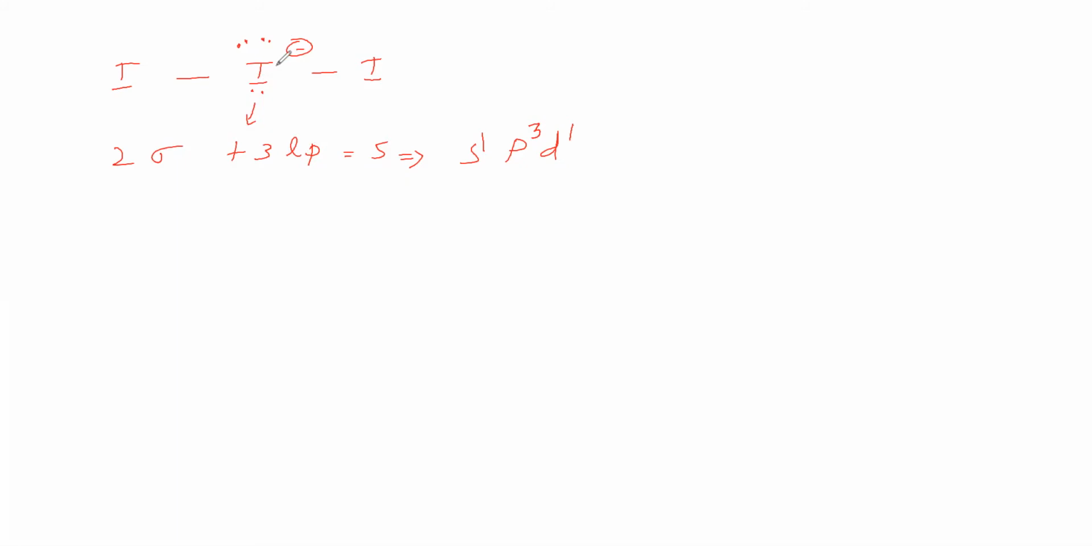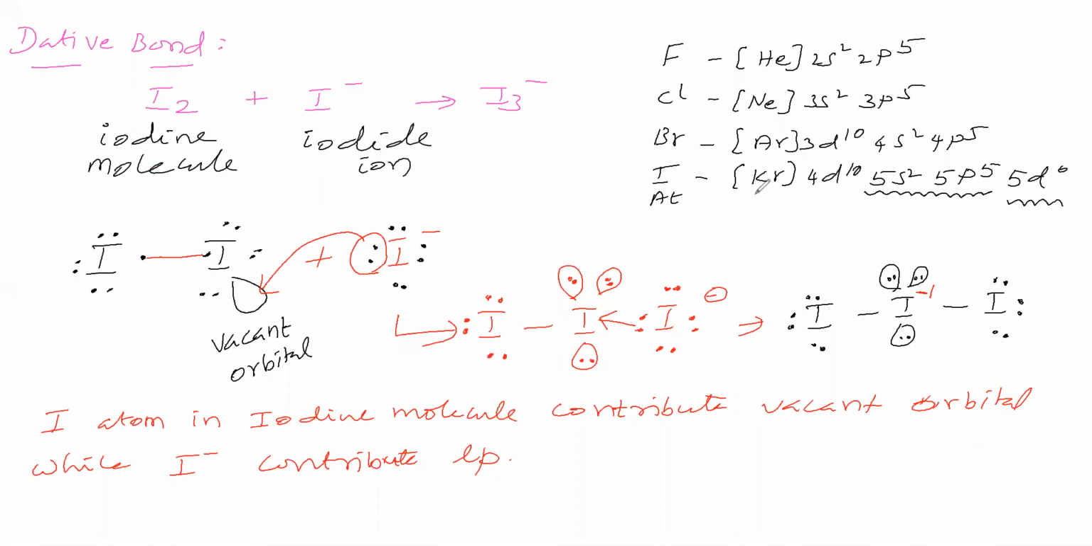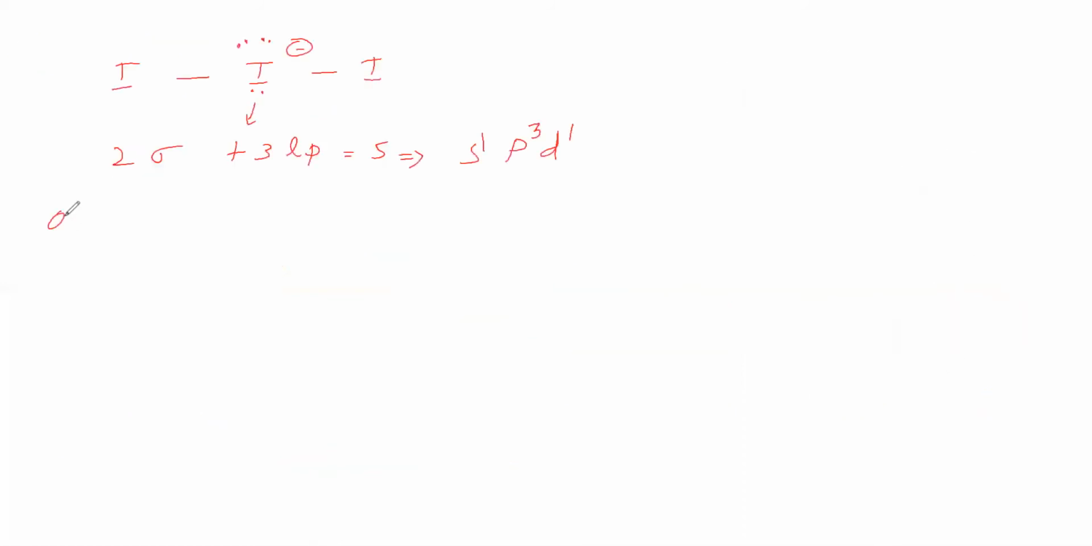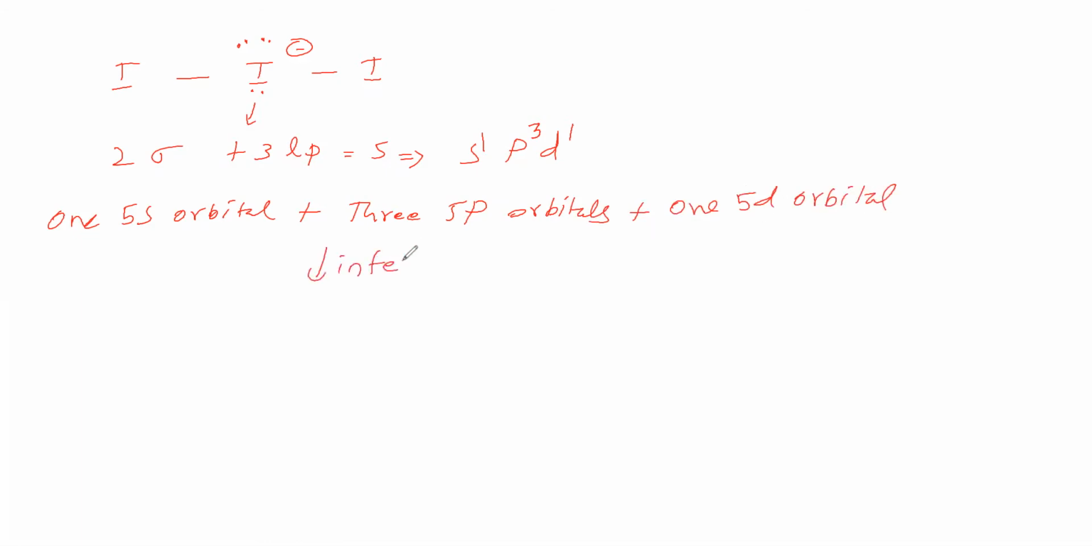5 hybrid orbitals means from this iodine 5 orbitals should go for intermixing. Which orbitals? One is 5s, 3 from 5p, 1 from 5d. So 1 5s orbital, 3 5p orbitals, 1 5d orbital go for intermixing. So how many orbitals are intermixing? 5. Therefore we will get 5 hybrid orbitals.